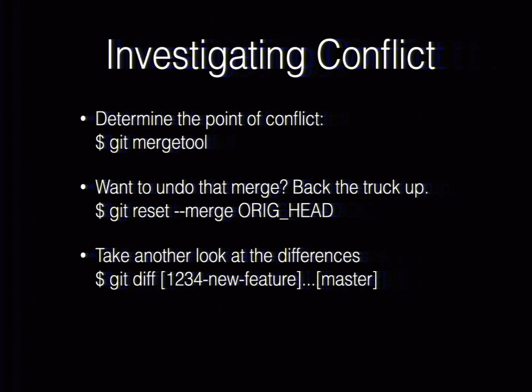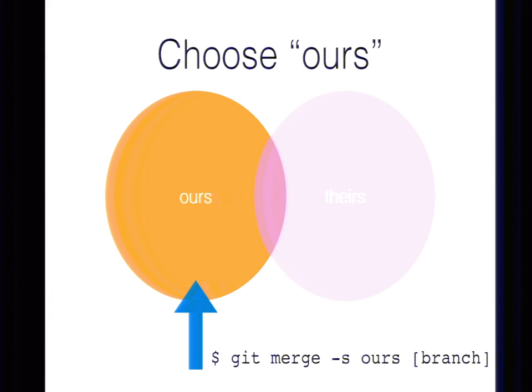Now, if you decide that you don't really want to deal with the conflict per se, and you know that your version is right, and you've decided that it's okay to save your version, what you can do is when you do that merge, you can use the minus S flag, which is a strategy, and you can explicitly say, I know that mine is right, or I know that theirs is right. And what it does is it separates that Venn diagram off, pulls off the other side, and keeps only one or the other. So in this case, you can see down at the bottom here, git merge dash S for strategy, I can choose either ours or theirs.